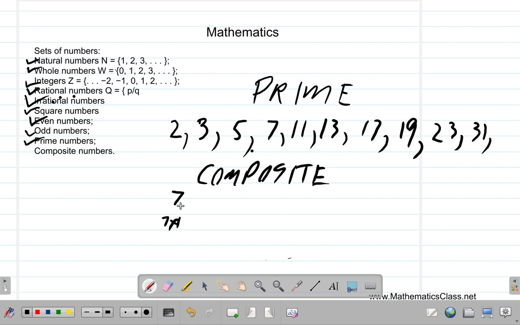You cannot multiply two numbers that are not 1 and 7 and get 7. If you try 2 and 3, we will not get 7. Try as you may. If you try 3 by 4, you will not get 7. 7 is not a composite number. What about 8? Suppose you say 2 by 4. You get 8. 8 is composed of 2 and 4. You can multiply 2 and 4 to get 8. You can also multiply 2 by 2 by 2 to give you 8. So 8 is a composite number.